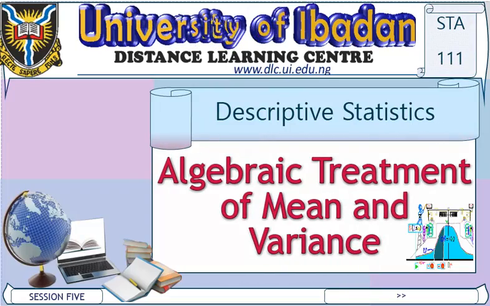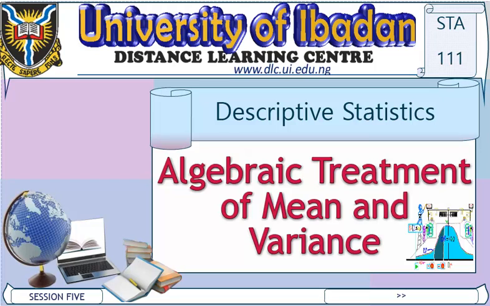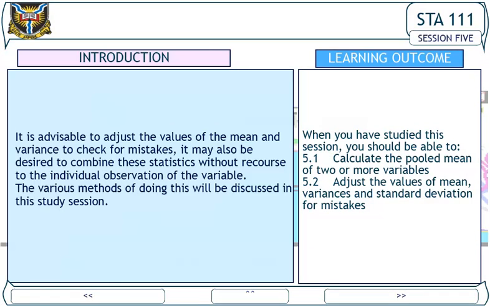Study Section 5. Algebraic Treatment of Mean and Variance. Introduction. It is advisable to adjust the values of the mean and variance to check for mistakes. It may also be desired to combine these statistics without recourse to the individual observation of the variable. The various methods of doing this will be discussed in this study section.